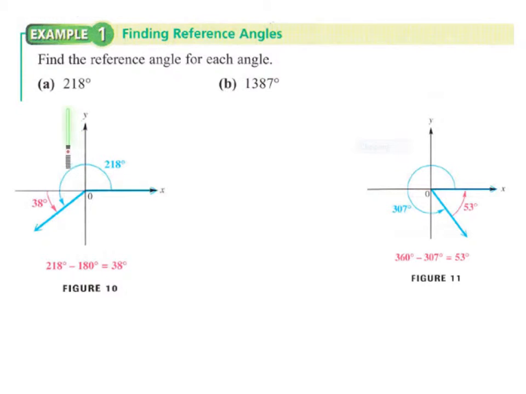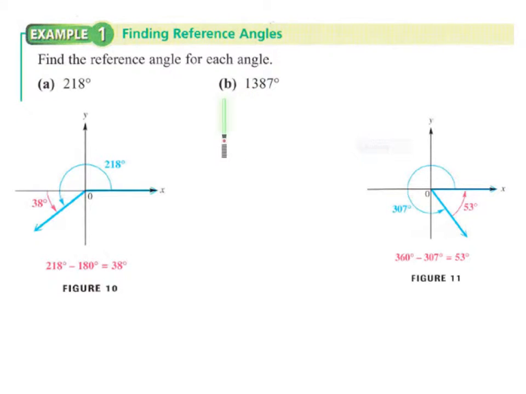For our first question here, a 218 degree angle, I would recommend sketching that out to begin with. 218 degrees would be in the third quadrant, and so then the question is how far past 180. So really what we do is 218 minus 180, that gives us 38 degrees. So this angle here is a 38 degree angle, so that's our reference angle for 218 degrees.